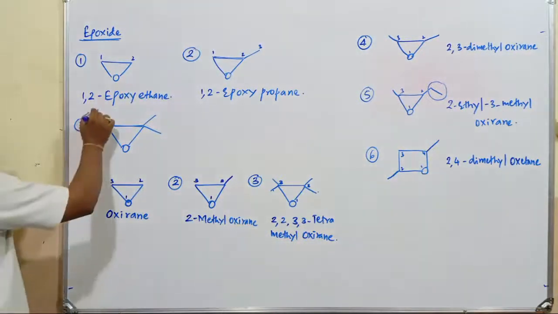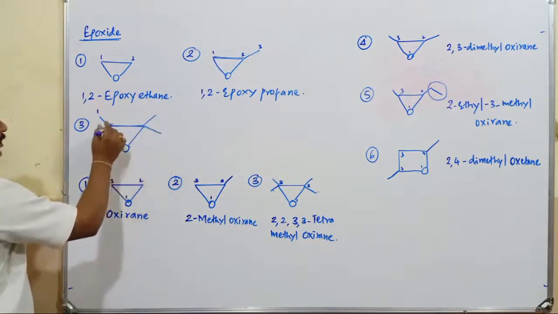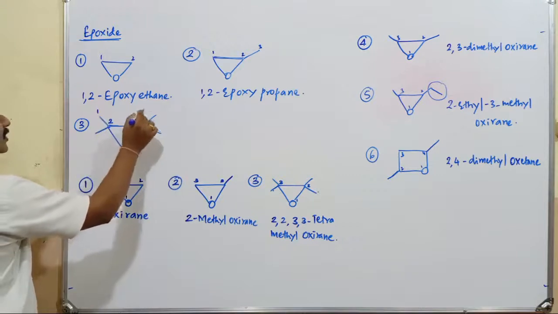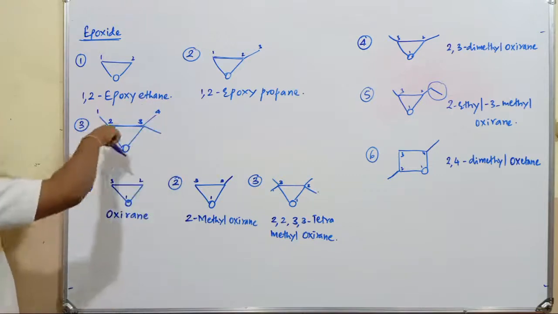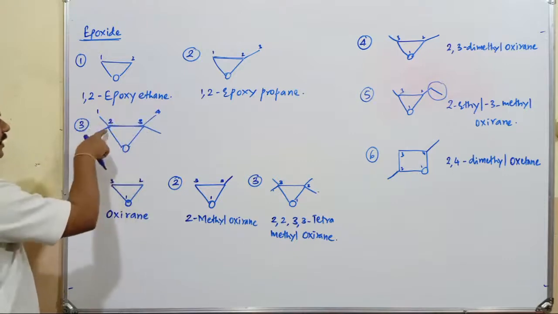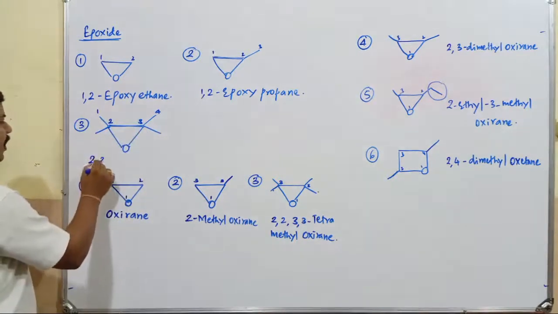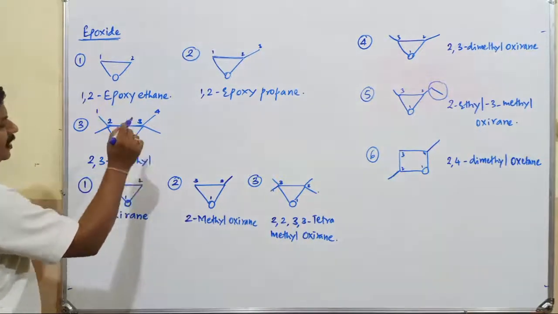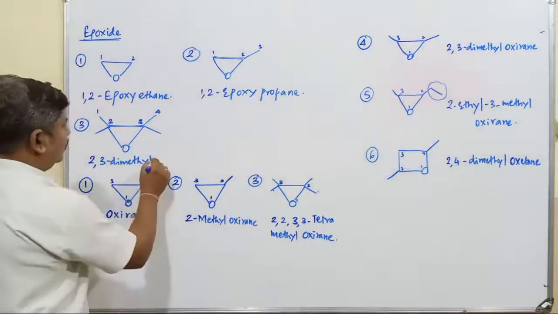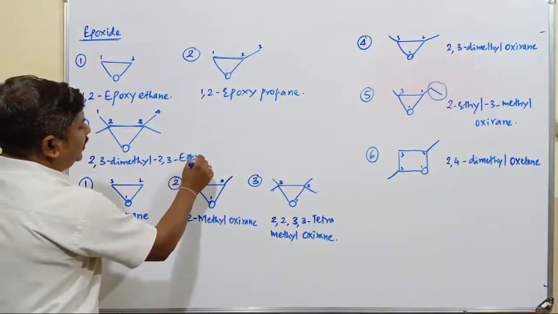Here this should be number 1, or this one should be number 1. It makes no difference. This is second one, this is third one, this is going to be fourth one. Totally 4 carbon atoms are part of the longest chain, and second position methyl is there, third position also methyl is there. 2,3 dimethyl. Next 2,3 epoxy.